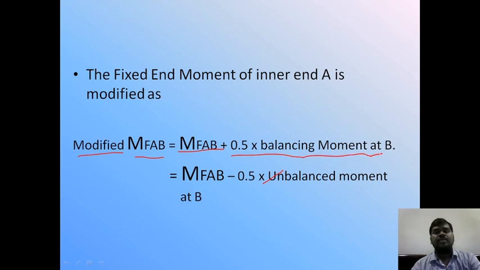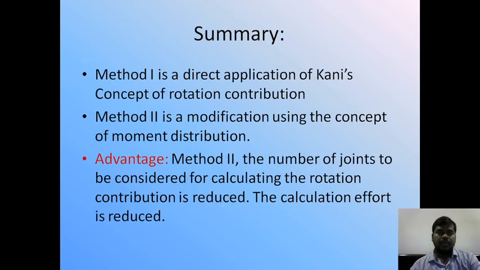So what is this balancing moment at B? That is already shown in the problems, and in the coming problem let us study it. And also MFAB minus the unbalanced moment at B. These two are the formulas which have to be noted down if you are going to solve the problem by using method 2. Both the methods have to be learnt.